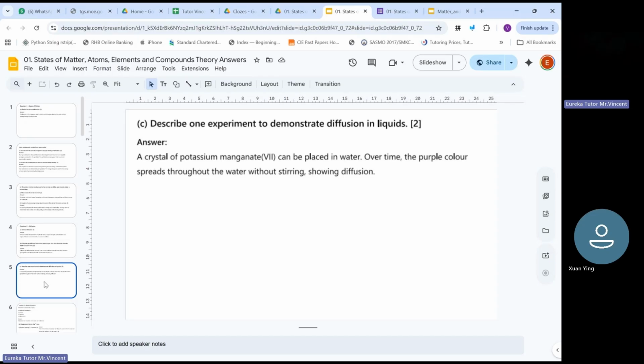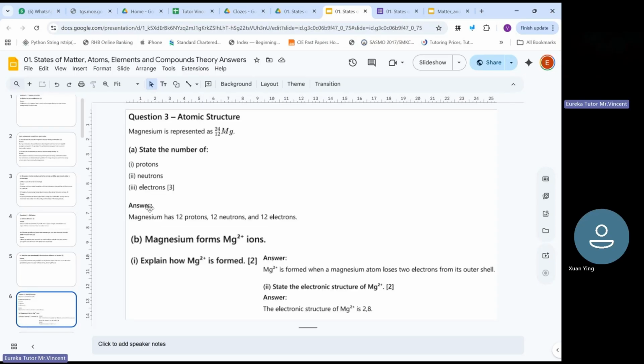You can see I use a crystal of potassium manganate, right? It can be placed in the water. Over time, the purple color spreads through the water without any stirring, without any disturbance of the water. It will just happen by itself. So it shows diffusion, a very simple experiment, I mean. Okay, so this kind of experiment, you can memorize it. In the exam, maybe they will ask you to set up one experiment to explain. Okay, so this is the prediction we provide for you. Next question.